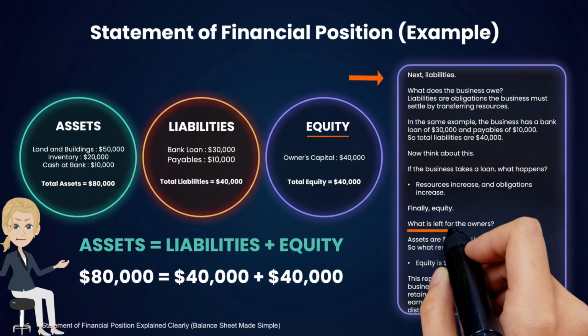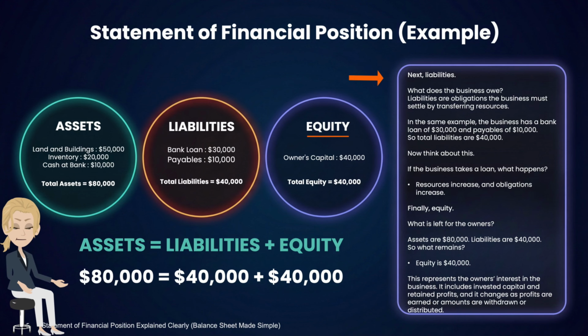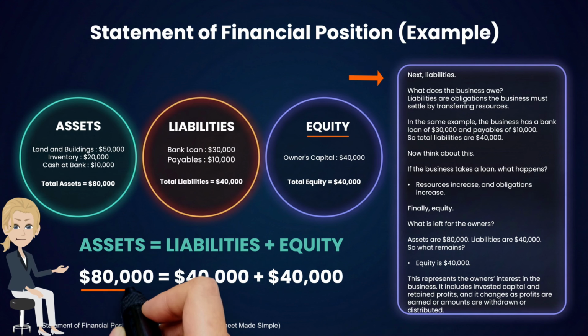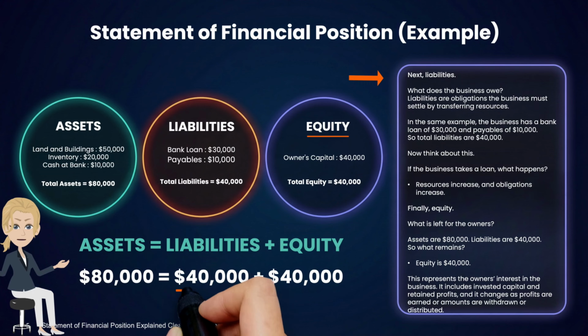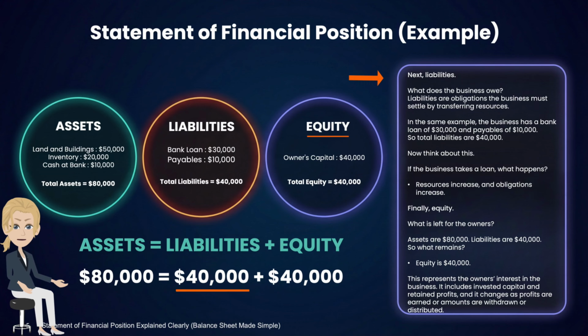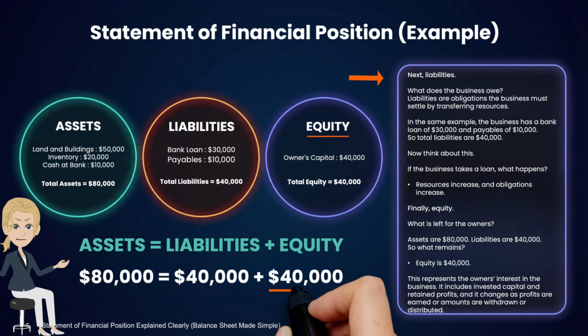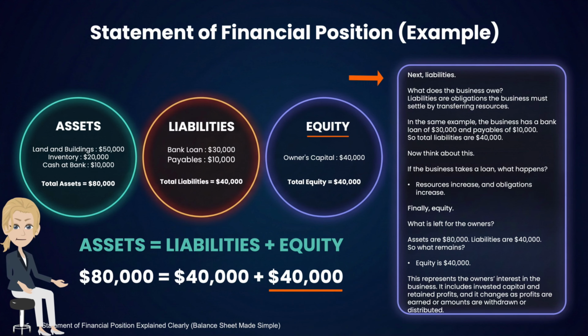Finally, equity. What is left for the owners? Assets are $80,000. Liabilities are $40,000. So what remains? Equity is $40,000. This represents the owner's interest in the business, including invested capital and retained profits, and it changes as profits are earned, or amounts are withdrawn or distributed.